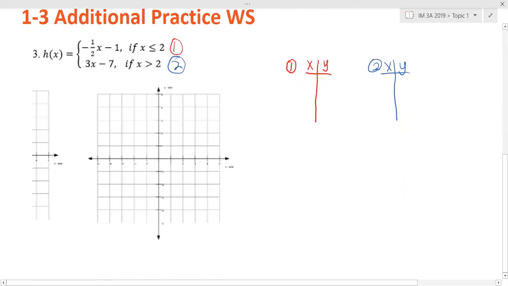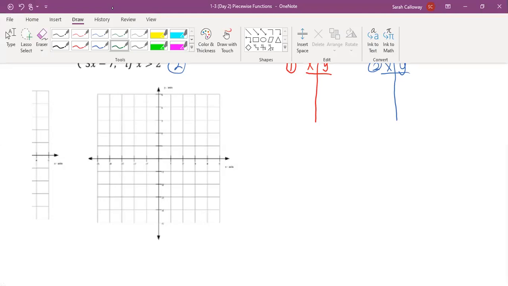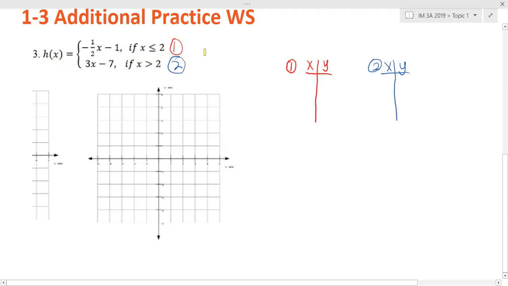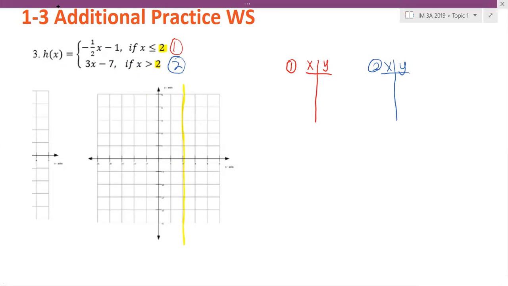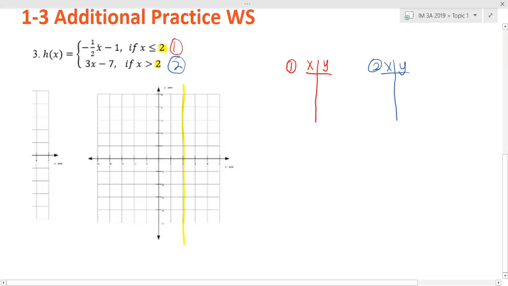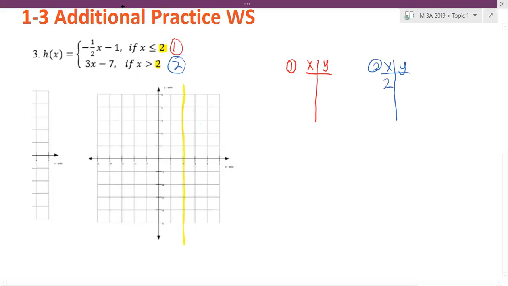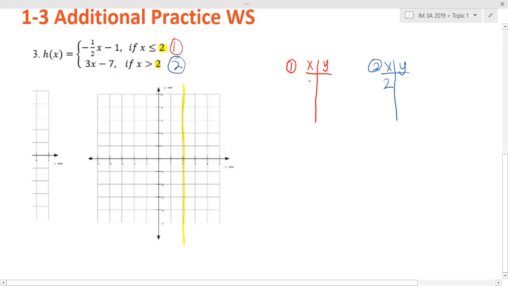Okay, so what's different here is two things. We only have one dividing line because this only has two pieces. So I have two pieces that are going to switch at 2. Okay, so that means that I'm at least plugging 2 into both equations. I then have to figure out what other value I can plug into these equations.